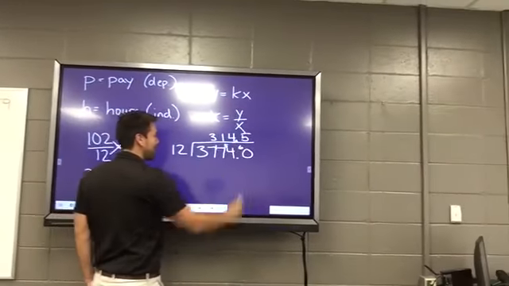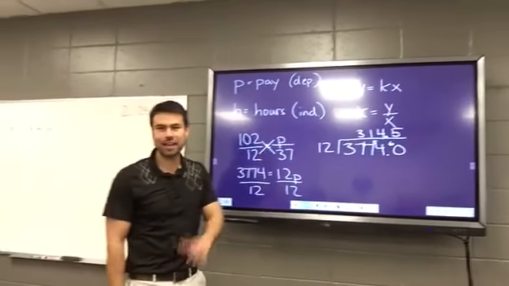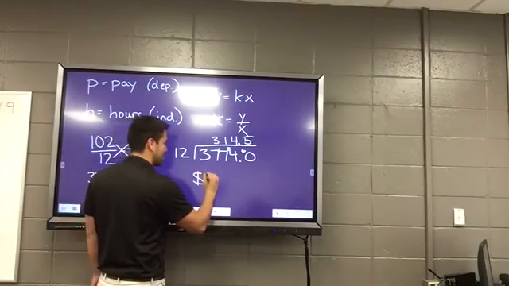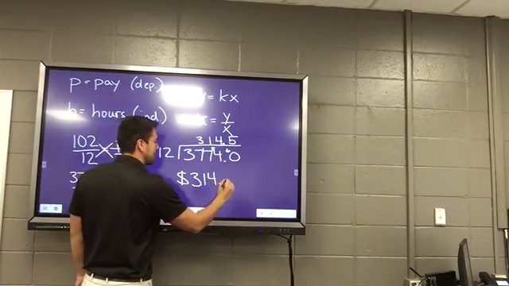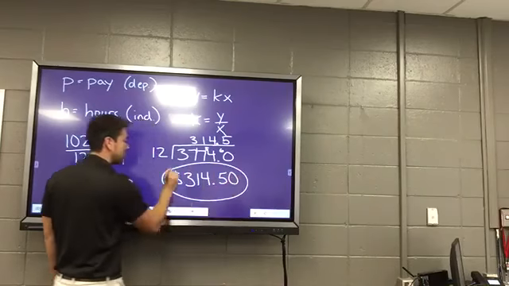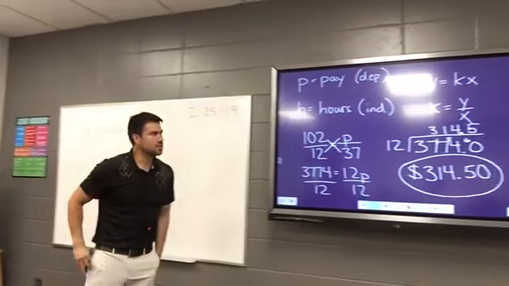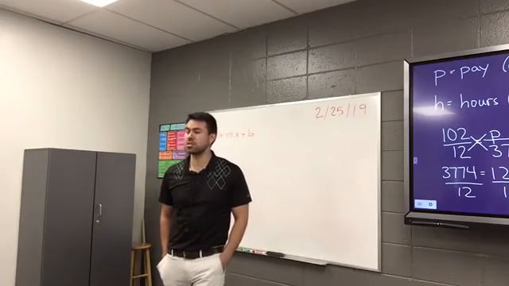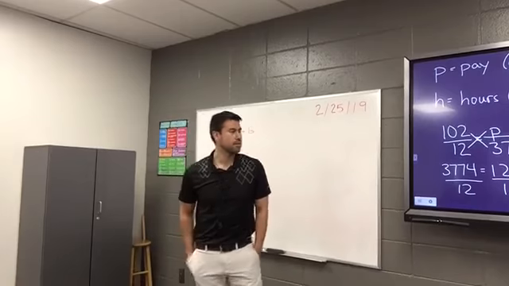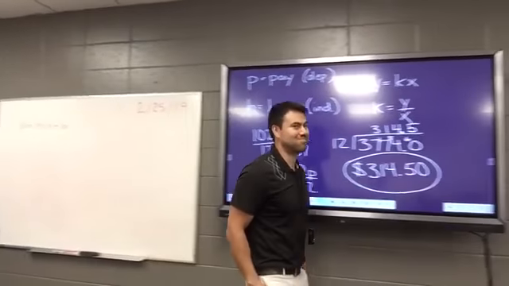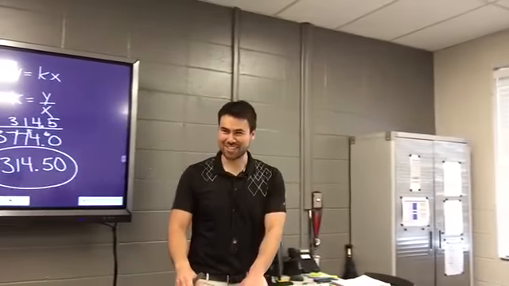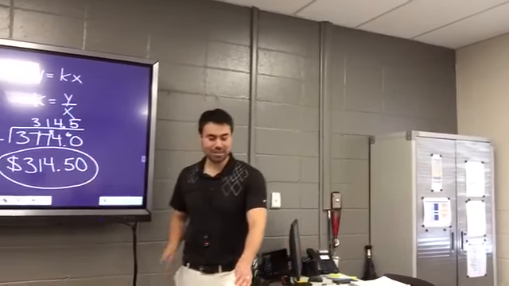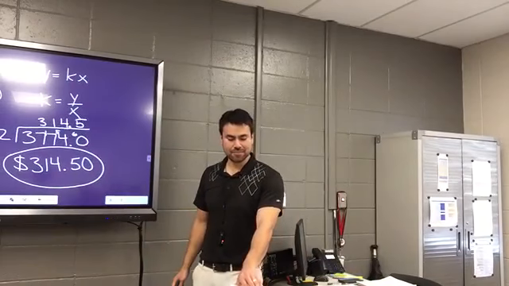Anyway, I got 314.5. That's not my answer. That's not how you write your answer. How much money does he make in 37 hours? 314 and 50 cents. That's how much this dude makes lifeguarding for 37 hours because he works with a direct variation. I see a lot of upset faces like, am I offending you by doing this? They're not going to be that bad, by the way. Be thankful.